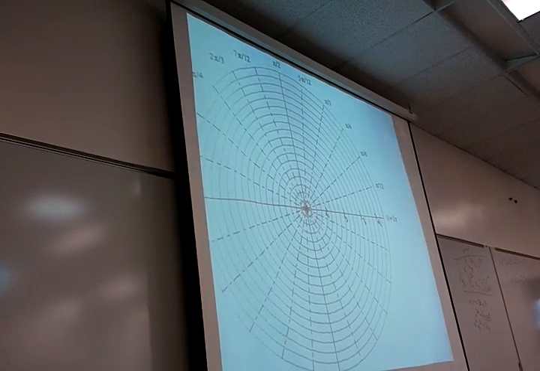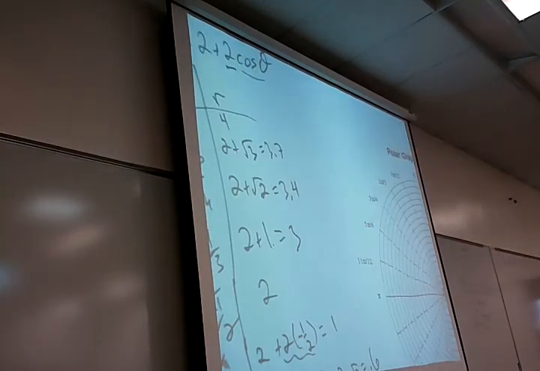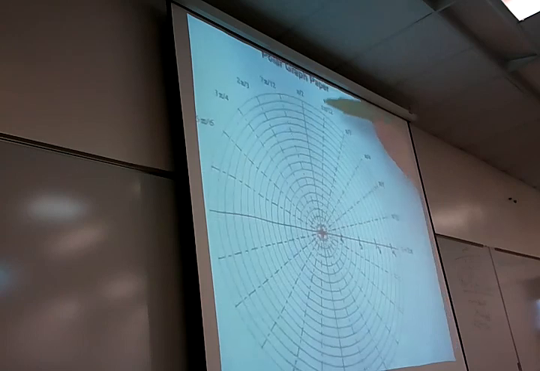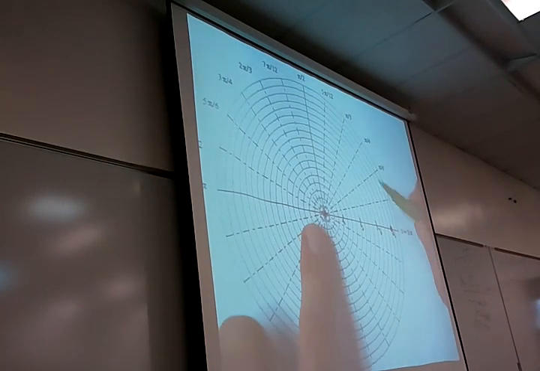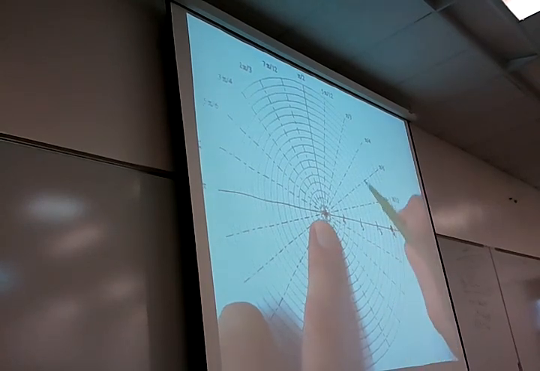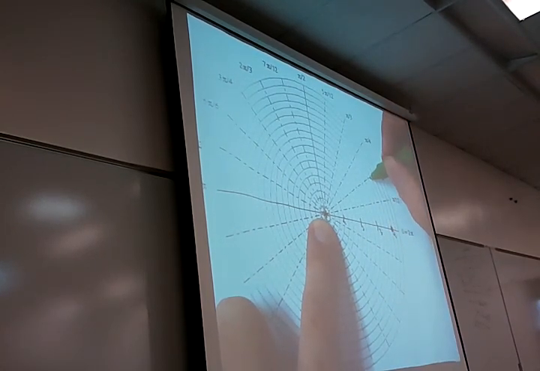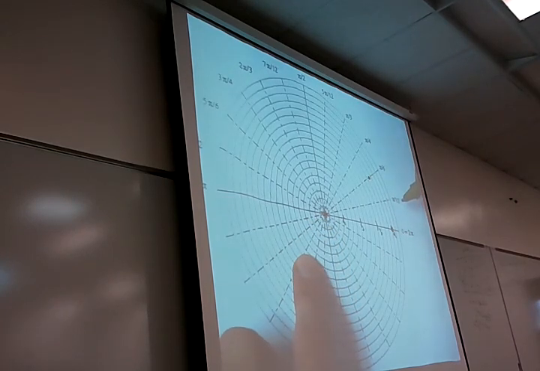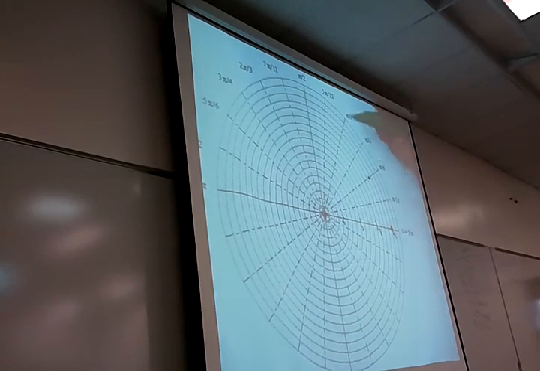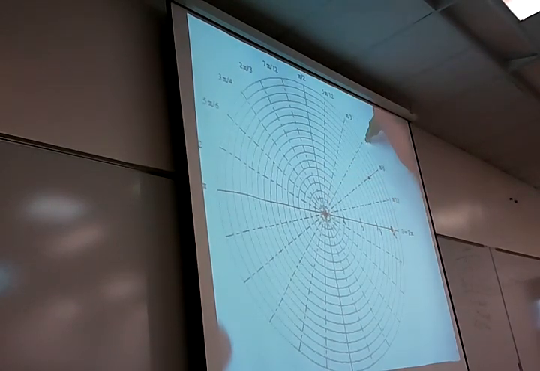So at 0, I want to go out to 4. Then at pi over 6, I want to go to 3.7. So here's 3.7. It'll be a little bit more than halfway. Then at pi over 4, I want to go to 3.4. So at pi over 4, I want to go to 3, and it'll be a little bit less than halfway.